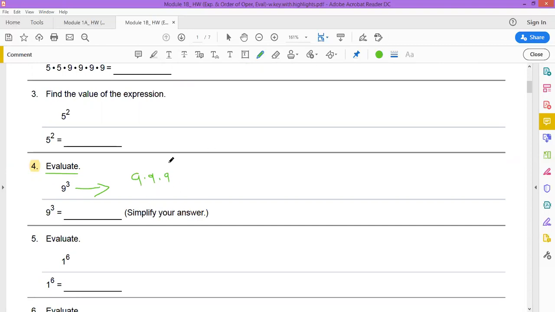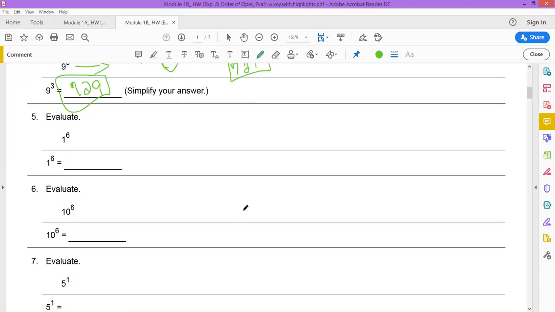Now, if we simplify this, we would take these digits as multiplication, 2 numbers at a time. 9 times 9, we probably know offhand, but 9 times 9 gives us 81. Times a third 9, starting with our last column, 9 times 1 gives us 9. 9 times 8 gives us 72. So our answer would be 729. 9 to the 3rd power equals 729. That's a 7.